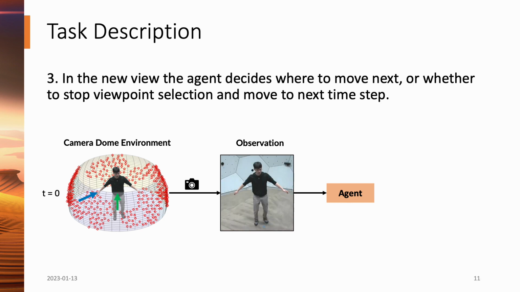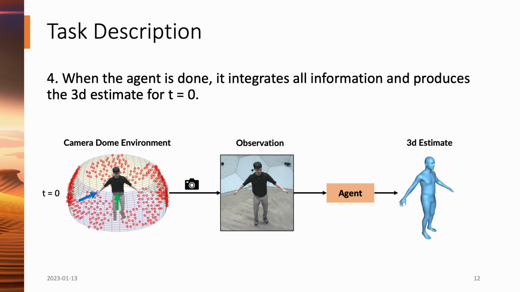The move action is applied to the environment, and the agent is now given the new viewpoint as input. Using this observation, it must again decide if it has acquired enough information or if it should terminate the viewpoint selection for this time step and move on. Let's assume the agent decided it has observed the scene sufficiently and it selects the done action. It should then integrate all views for that time step and produce a 3D estimate of the people in the scene.